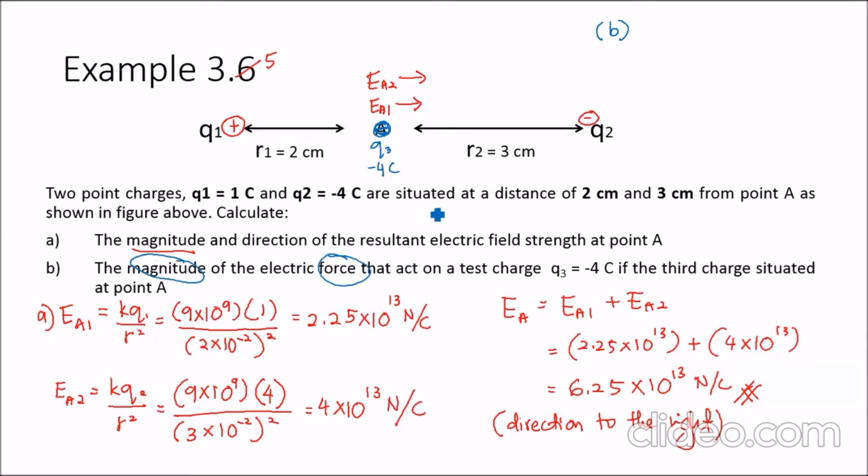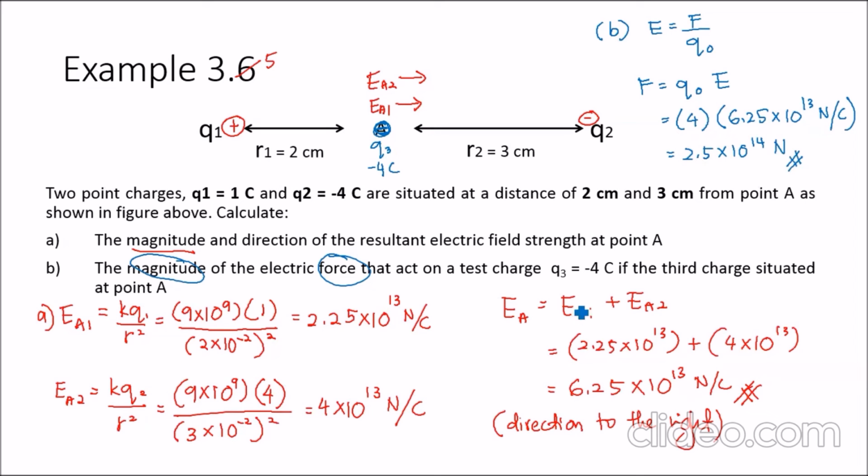Coulomb. Since we have the electric field strength at this point A, we can directly use this equation, E equal to F over Q naught. Thus, F equal to Q naught E. Q naught is the test charge, 4 Coulomb. E is the electric field strength at point A only, 0.25 times 10 to the power of 13 Newton per Coulomb. The magnitude of force is 2.5 times 10 to the power of 14 Newton.